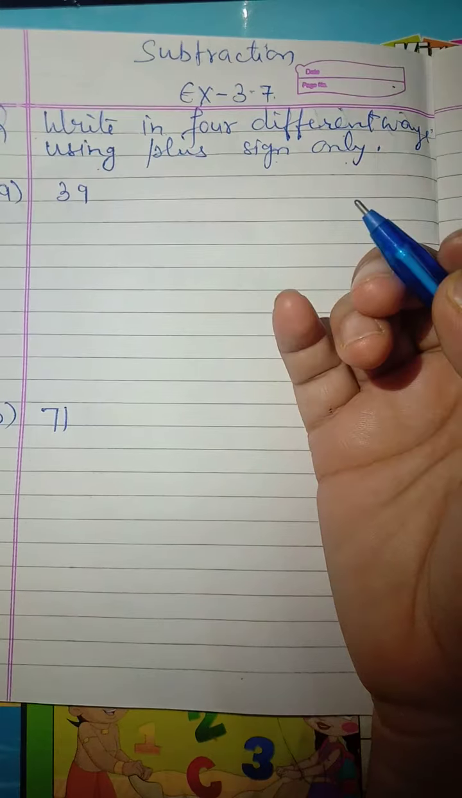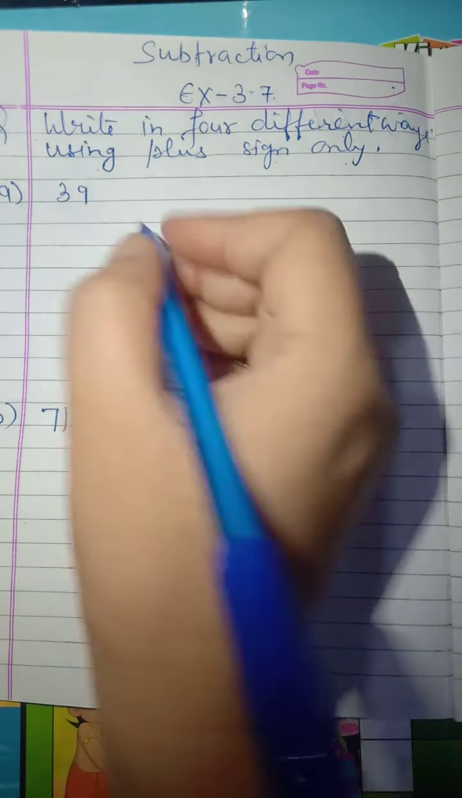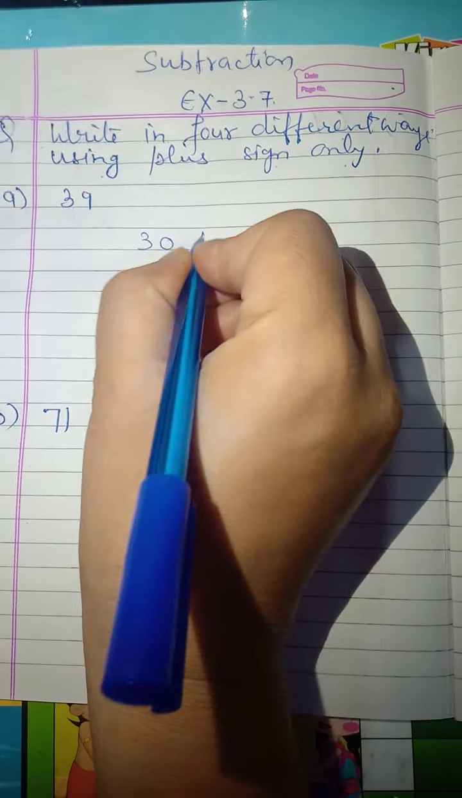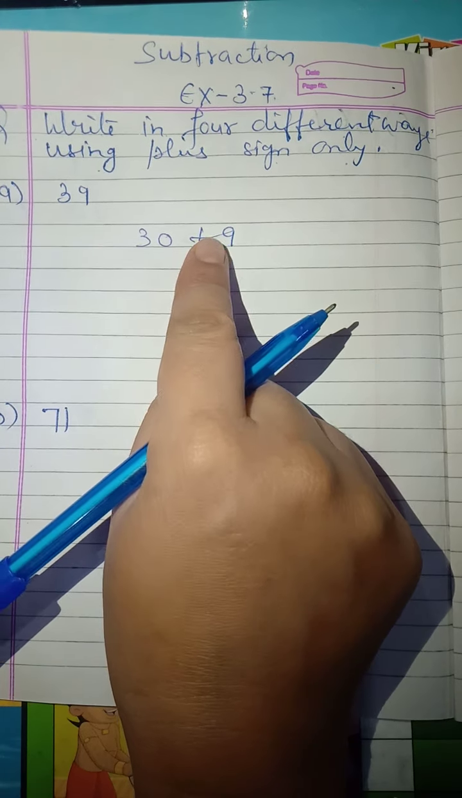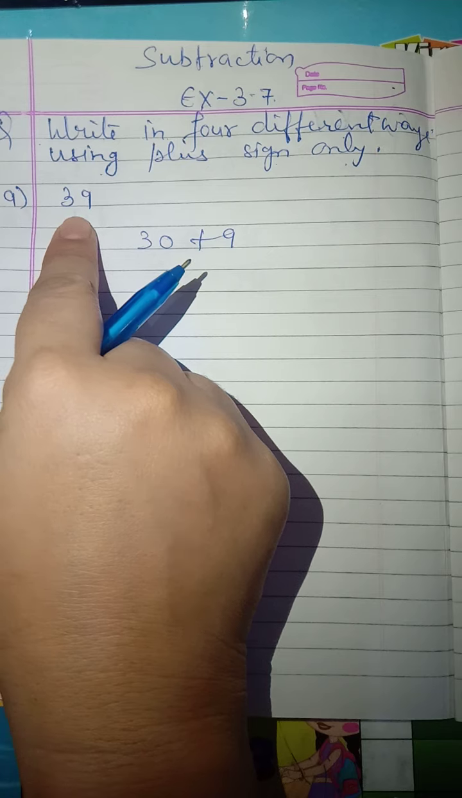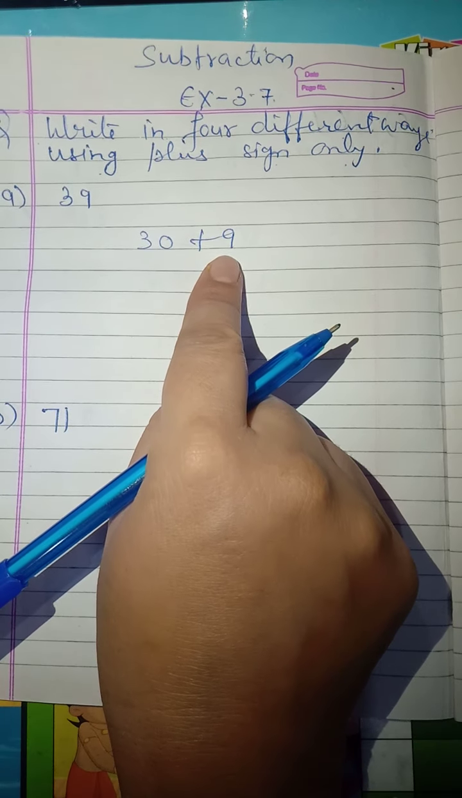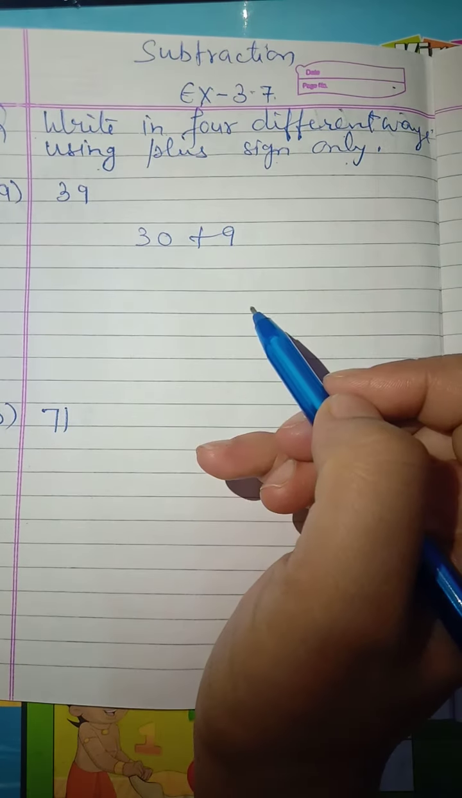So how are we saying it? 39. Its breakup is 30 plus 9, and 30 plus 9 is equal to 39. So this is the breakup of 39. This is the first way in which we can write this number using plus sign.